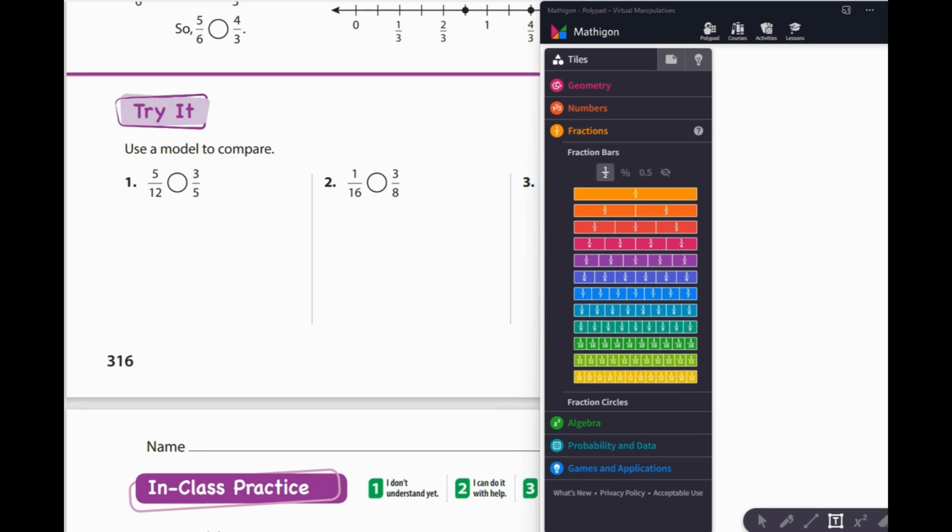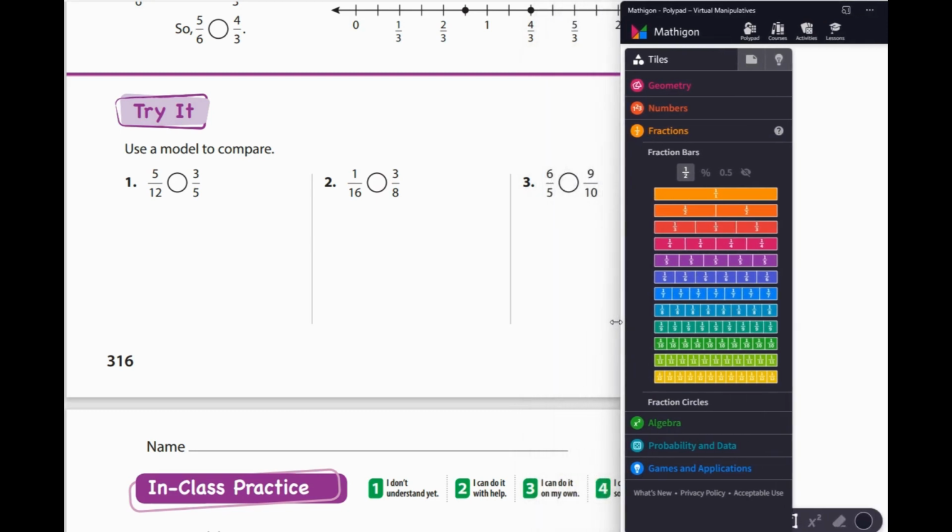Okay, and let's get going. Here we go. Okay, let's take a look at number 3. All right. So for number 3, we are going to look at 6/5 and 9/10. Again, this numerator is greater than the denominator, isn't it? So we could use cross multiply. 10 times 6 is 60. 5 times 9 is 45. Bingo. That's going to be the greater fraction.